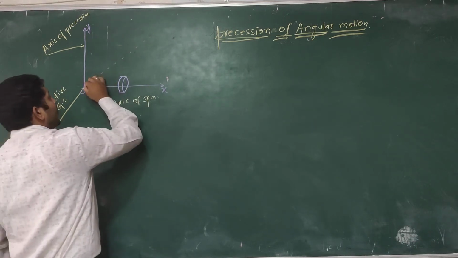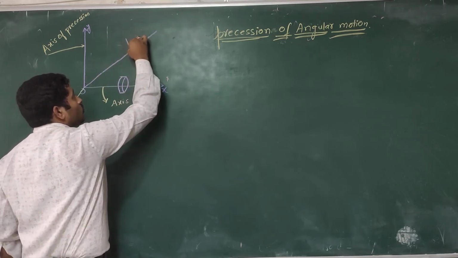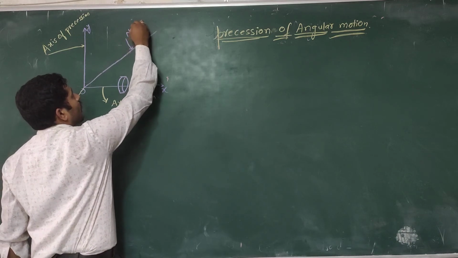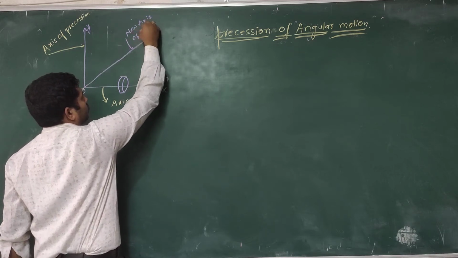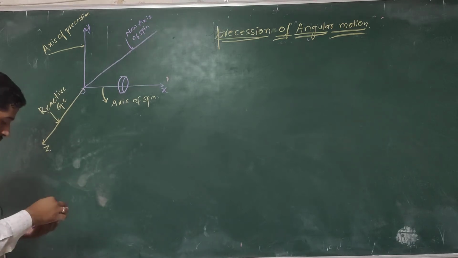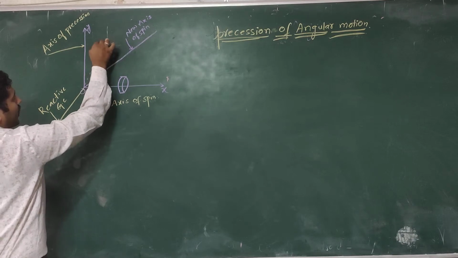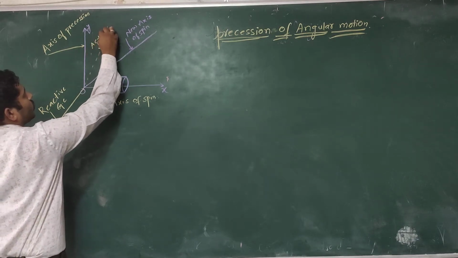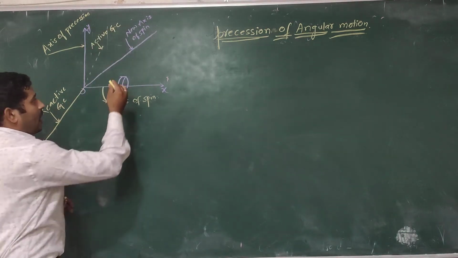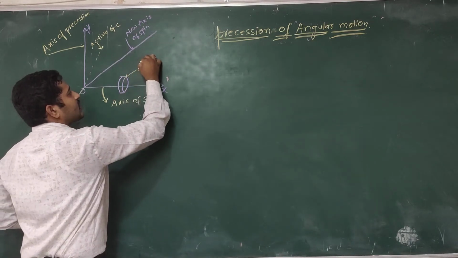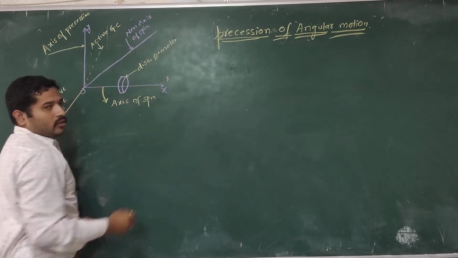Here this line we can say is a process from the origin point. Is it right? So this one we can say as the new axis of spin. Okay, and this one we can say as the active gyroscopic couple. And this point, what we can say? We can say as the disc or rotor or shaft.